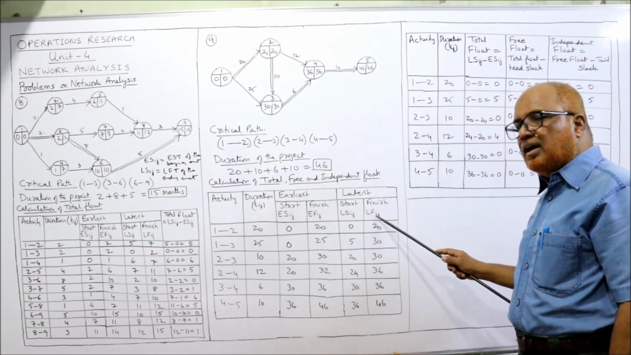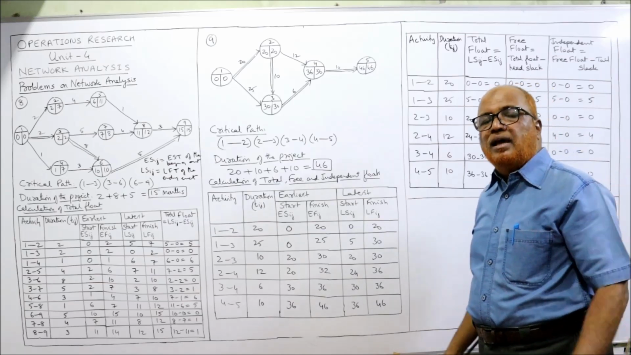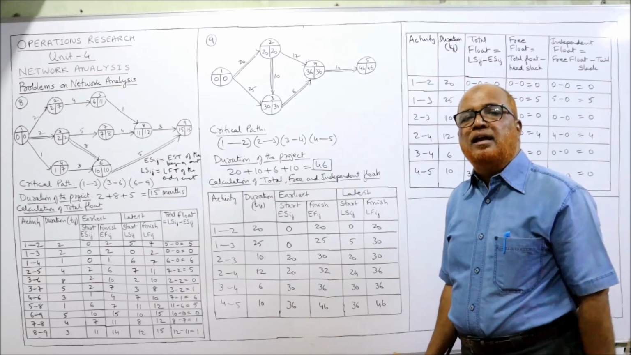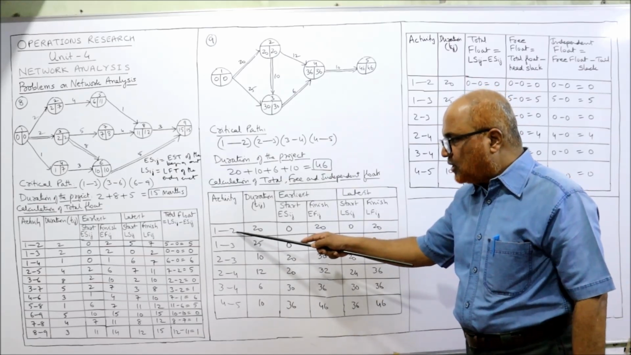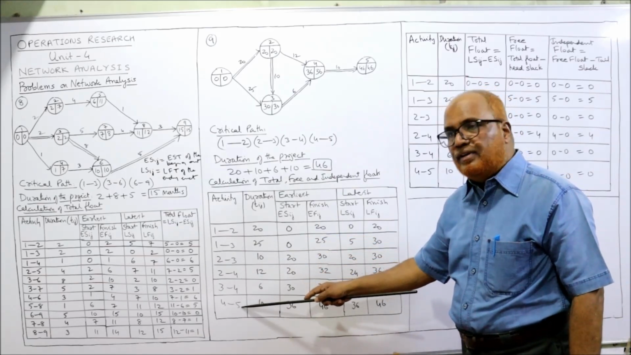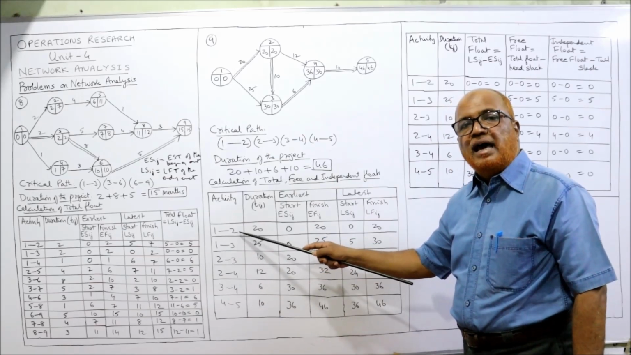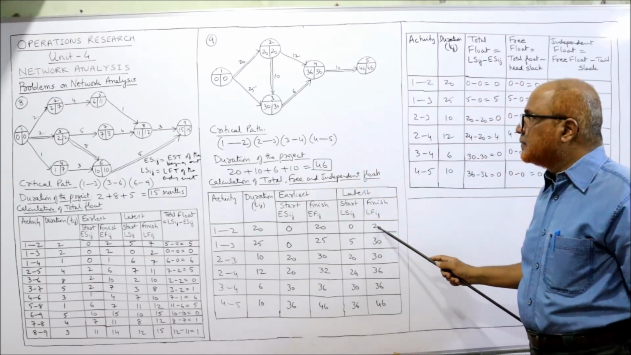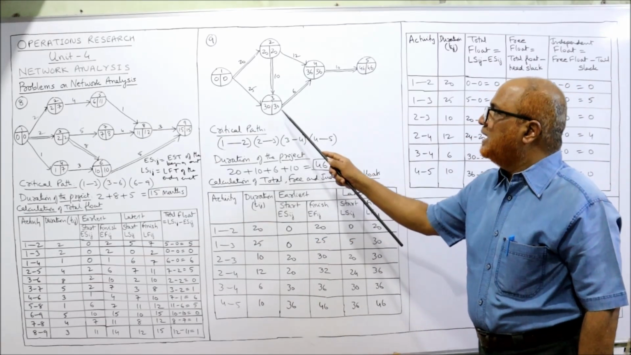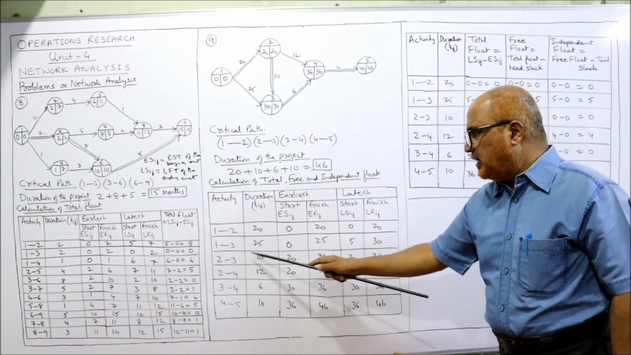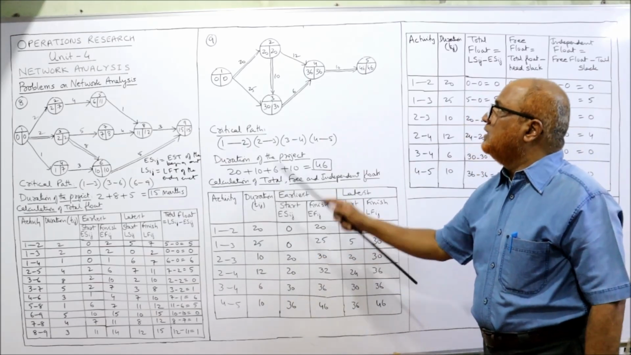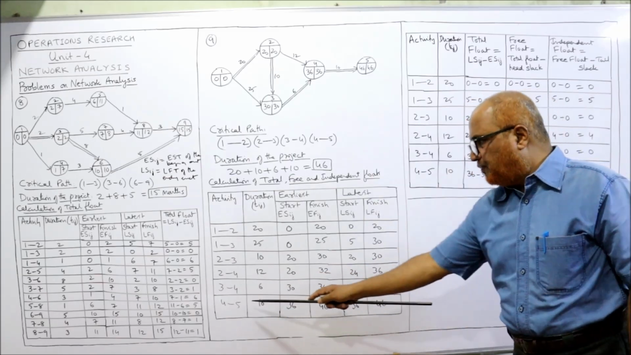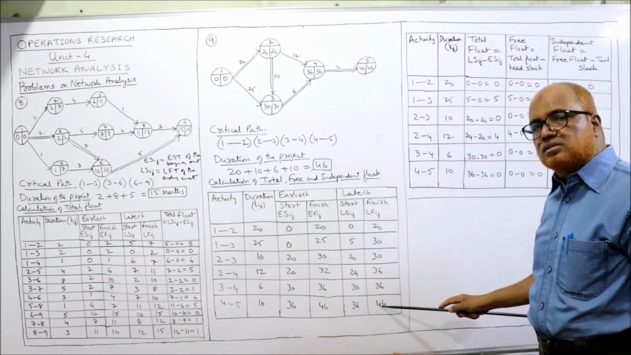Now LFIJ. First you need LFIJ, the latest finish time. That is the LFT of the ending event. The ending events are 2, 3, 3, 4, 4, 5. So what is the LFT of 2? Second event LFT is 20. Third event LFT is 30. Fourth event LFT is 36. Fifth event LFT is 46.